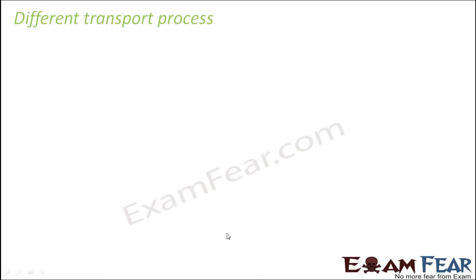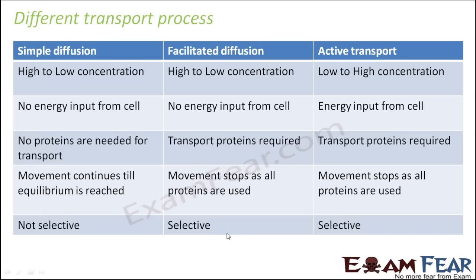So let us have a quick discussion on the different transport processes which we have discussed so far. We discussed three types of processes: simple diffusion, facilitated diffusion, and active transport. Simple and facilitated diffusion happen from high to low concentration, that is along the concentration gradient, whereas active transport happens from low to high concentration. For simple diffusion, there is no energy input from the cell because it is a passive transport. Similarly, facilitated diffusion also is a passive transport, but in active transport, energy input is required from the cell in the form of ATP molecules.